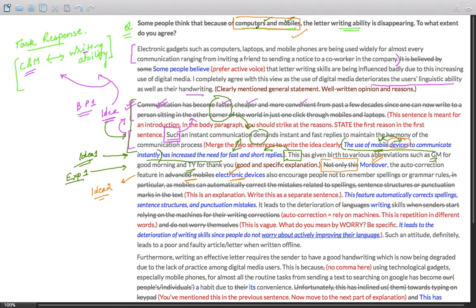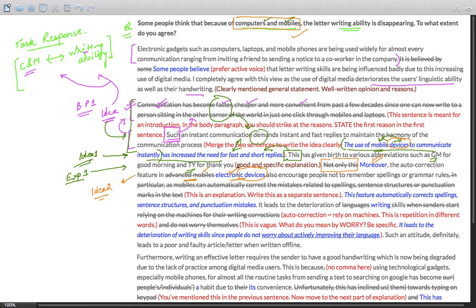Mobile devices. These both are mobiles, and these are electronic devices. So this word device clearly communicates what exactly the question is talking about. Over here in advanced mobiles, it is not clearly communicating because mobile over here is a noun, or here it is working as an adjective.